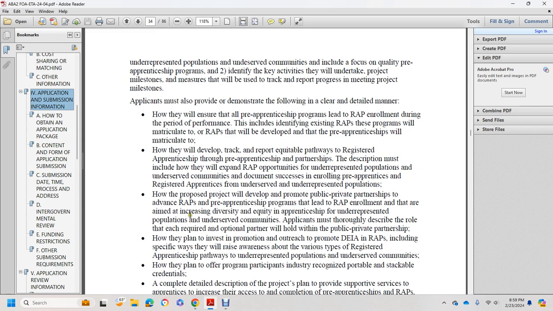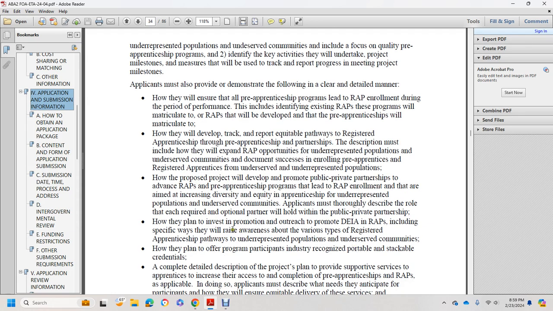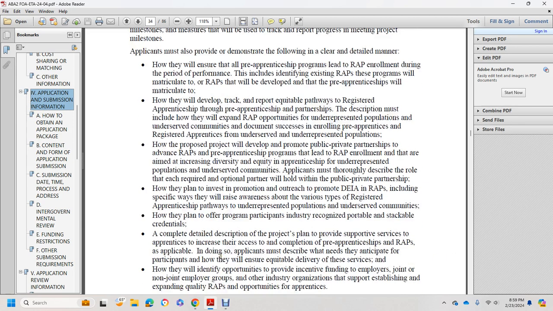The application must thoroughly describe the role that each of the required and optional partners would hold in the public and private partnership, and how they plan for promotion and outreach for diversity, equity, inclusion and accessibility (DEIA) in registered apprenticeship, including specific ways to raise awareness of the various types of registered apprenticeship pathways among underrepresented populations and underserved communities, and to recognize portable, stackable credentials, with a detailed project plan providing support for the apprenticeship, from entry through completion of the pre-apprenticeship and registered apprenticeship, as applicable.